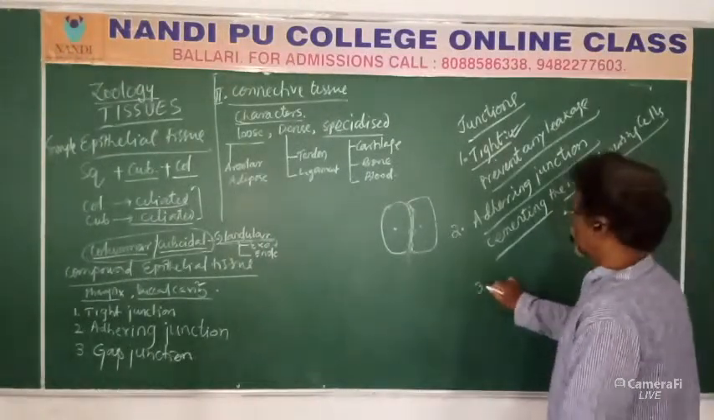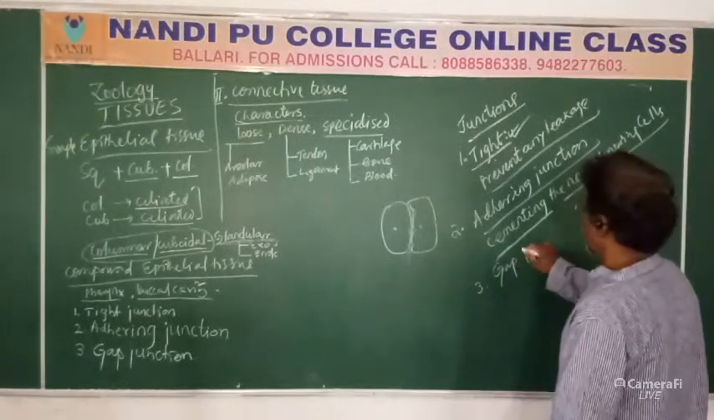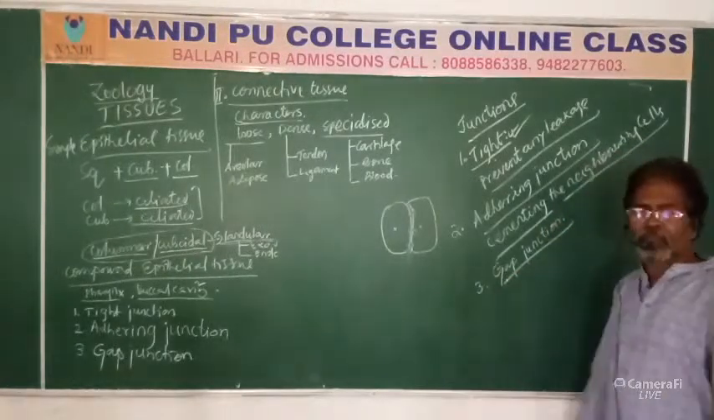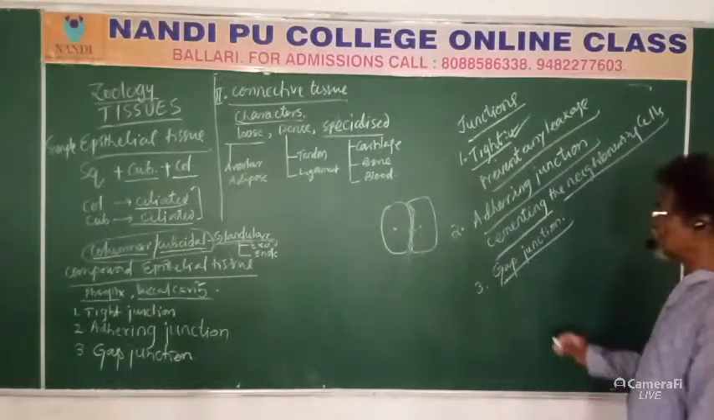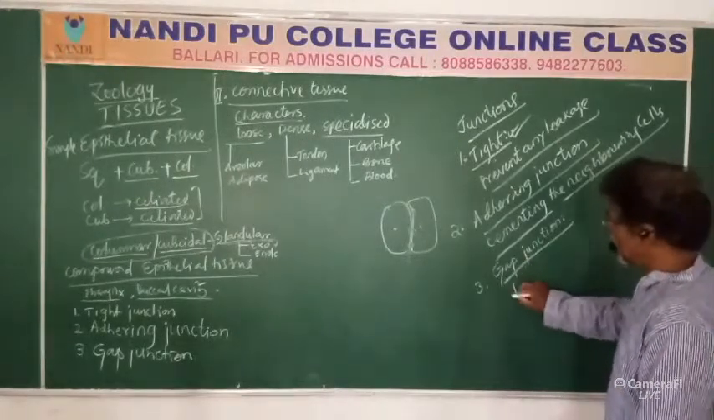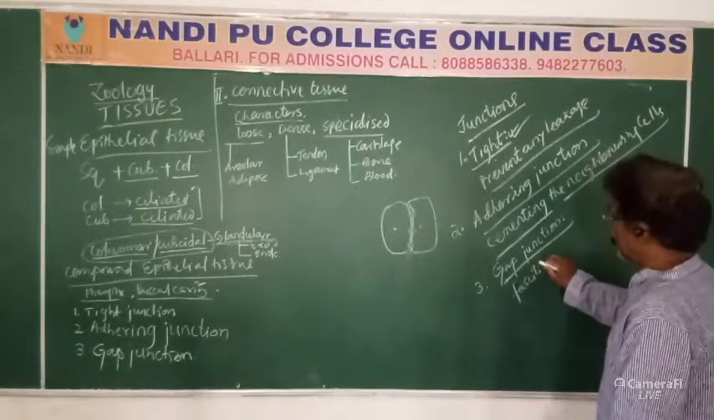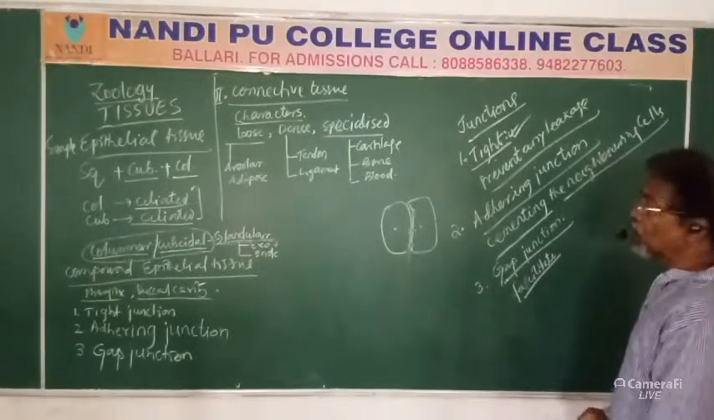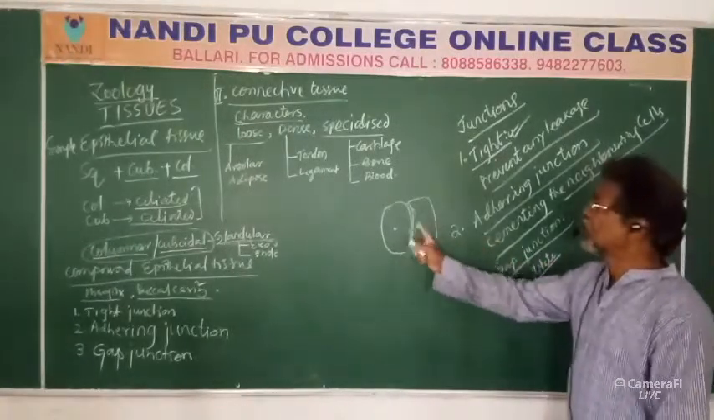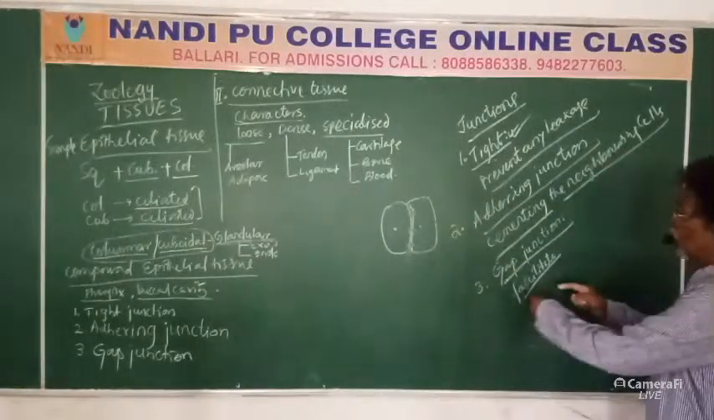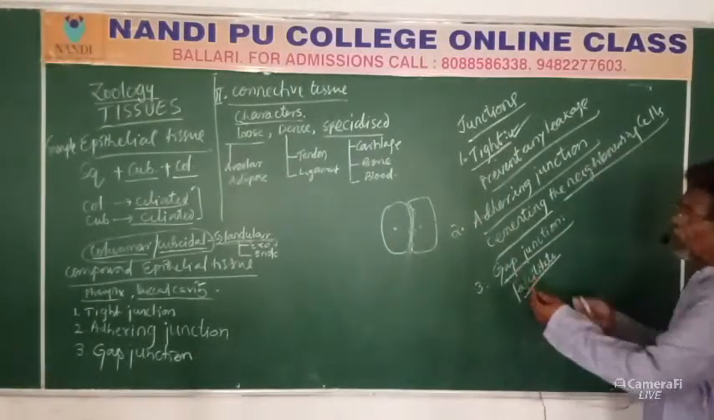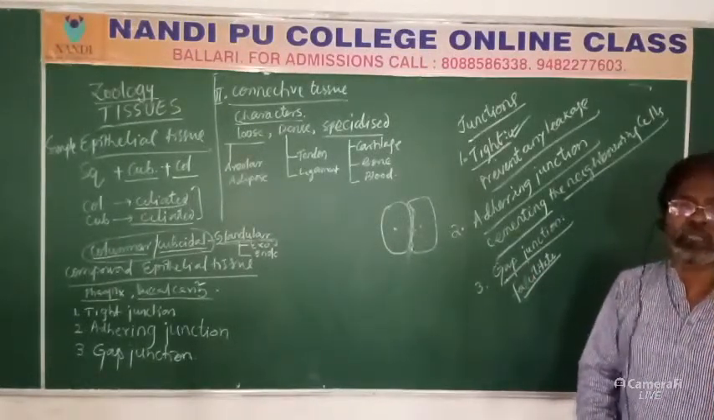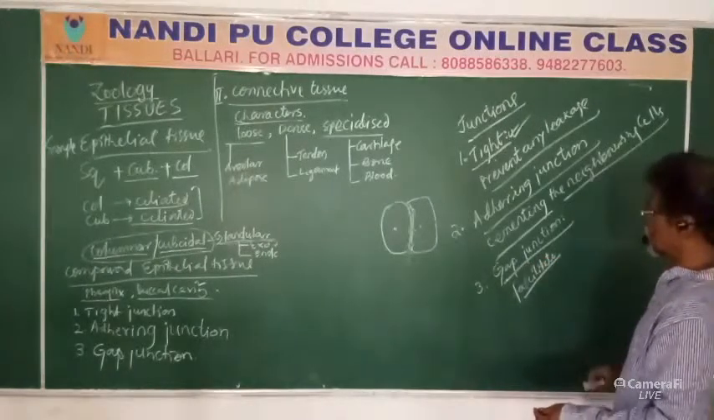Now the third one is there. This is called gap junction. Now the third type is known as gap junction. Here what happens actually, this junction will facilitate communication between the neighboring cells. Communication between the cells is possible only through the gap junction.